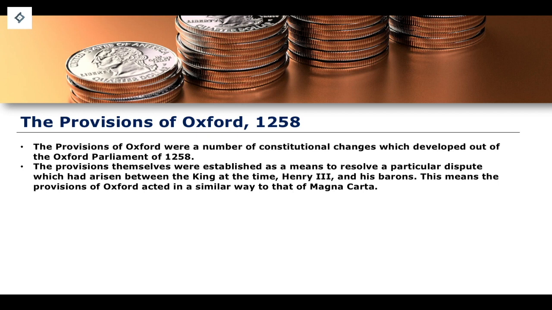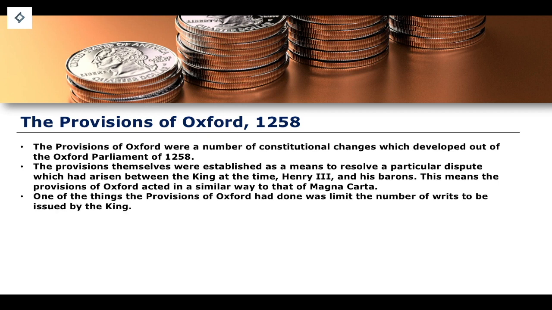And so as a result of which, the Provisions of Oxford did a thing that's useful for us, at least for our understanding, which is that it limited the number of writs that can be issued by the king. And this is obviously problematic, owing to the fact that the already rigid system of the common law was beginning to struggle to be applicable in every single case and circumstance that was brought before it. It therefore meant that there would be more rigidity within the common law system, owing to the Provisions of Oxford limiting the number of writs which could be issued by the king.